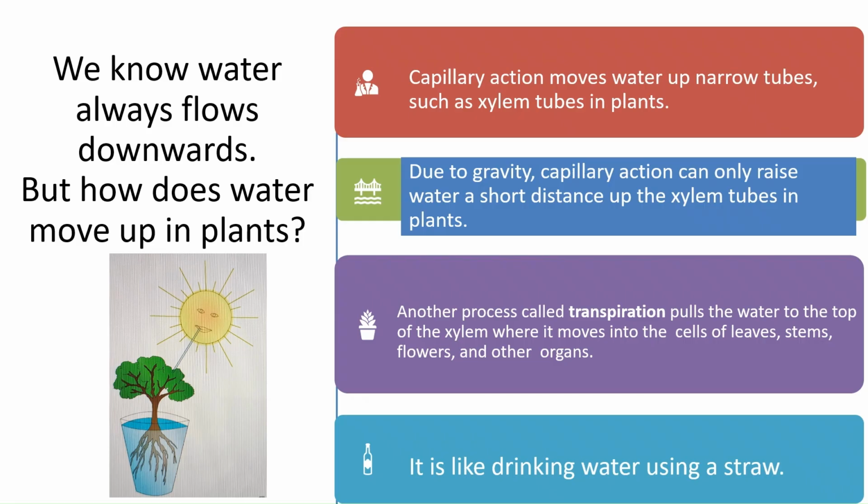We know water always flows downwards, but how does water move up in plants? Capillary action moves water up narrow tubes, such as xylem tubes in plants. Due to gravity, capillary action can only raise water to a short distance up the xylem tubes in plants. Another process called transpiration pulls the water to the top of the xylem, where it moves into the cells of the leaves, stems, flowers, and other organs. It is like drinking water using a straw.